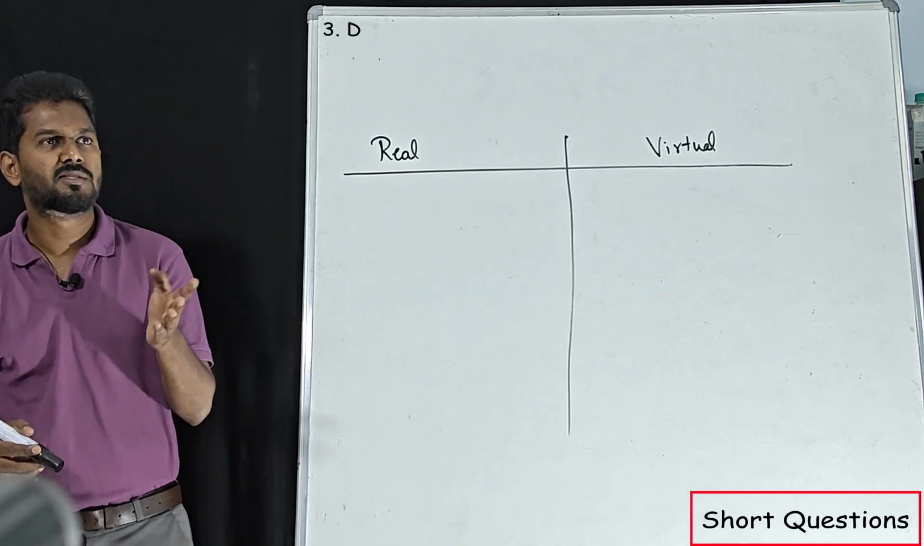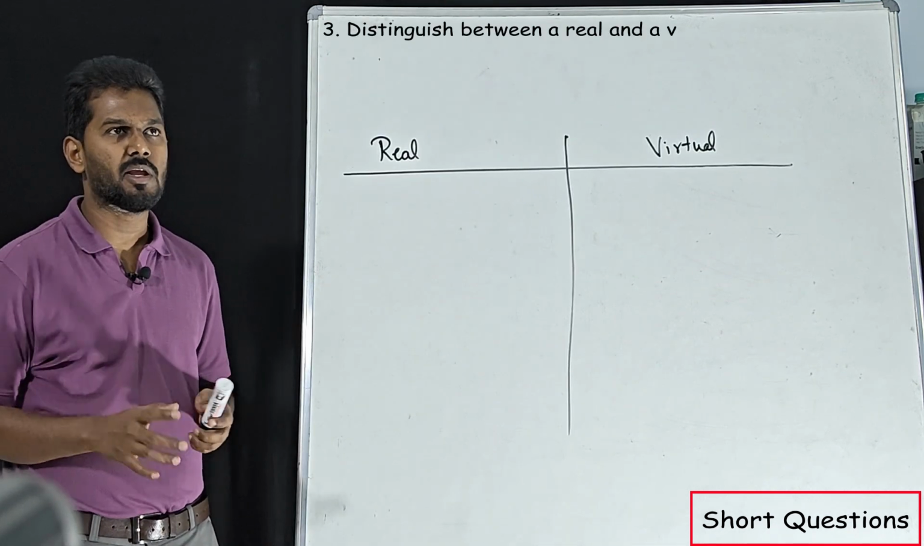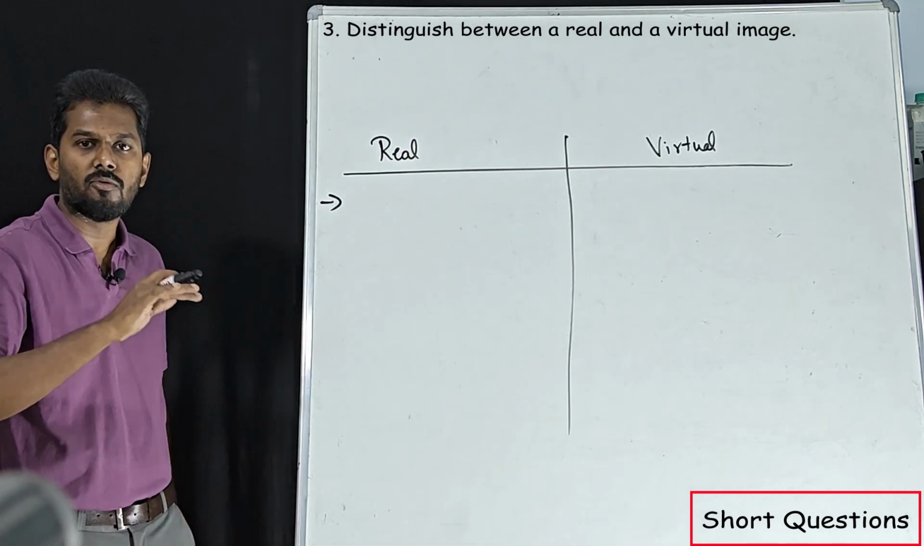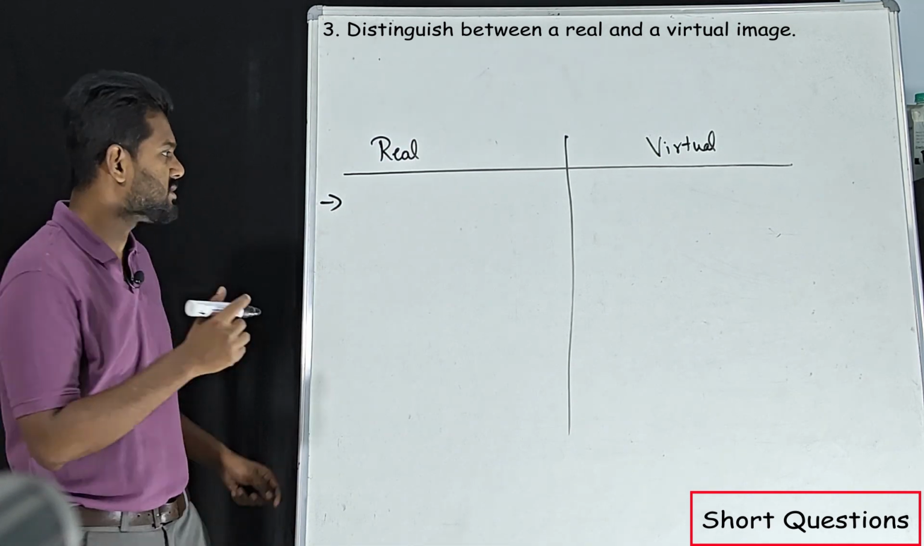Our next question: distinguish between a real and virtual image. Very simple. See here, real images are formed due to the actual intersection.